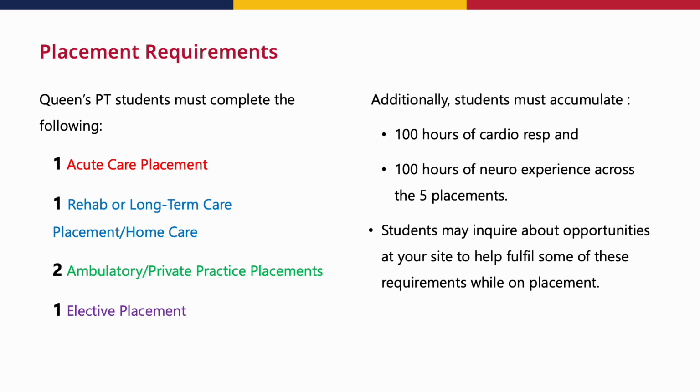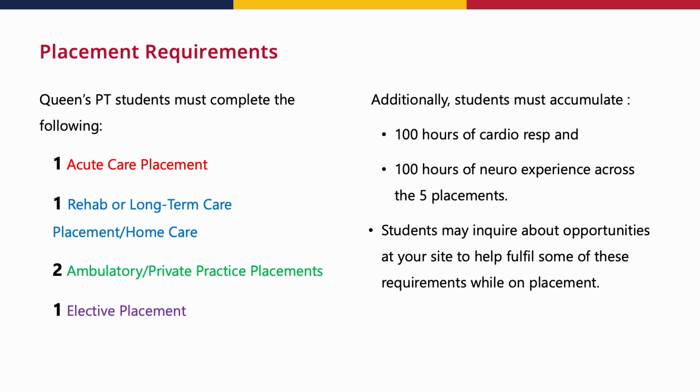So what that means is that Queen's PT students must complete the following: 1 acute care placement, 1 rehab or long-term care placement, 2 community or private practice placements, and 1 elective placement in their time in the program. So that constitutes 5 clinical placements. They get those in different orders during their time in the program. So some students will start with a private practice, and other students will start with an acute care placement. And all of those are fine, but during their time in the program, in some combination, they'll come to have experience in each of these different placement settings.